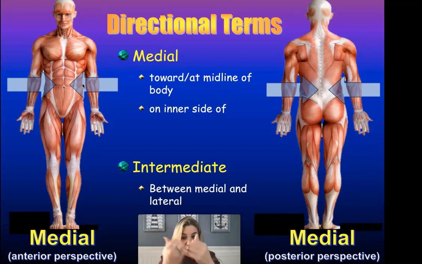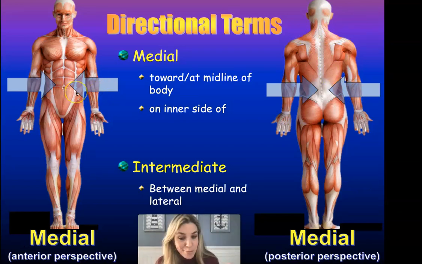Now, of course, because we just went over lateral, we have to do the opposite, which is medial. Medial sort of sounds like middle, right? So that means anything towards the middle of the body, toward or at the midline of the body or on the inner side of. So let's look at the arrows of these guys over here. They're in anatomical position. We see that both arrows are pointing towards that midline in both the anterior perspective and the posterior perspective.